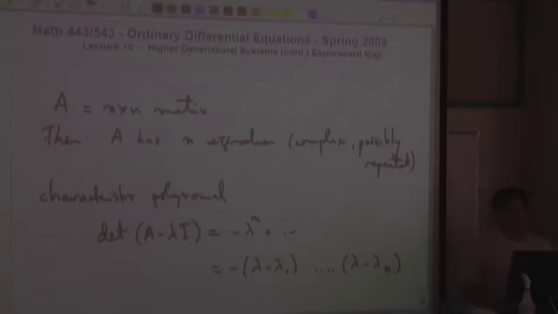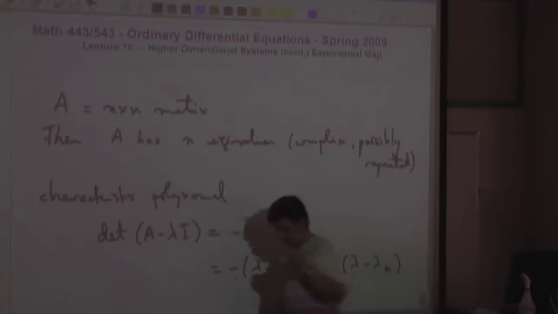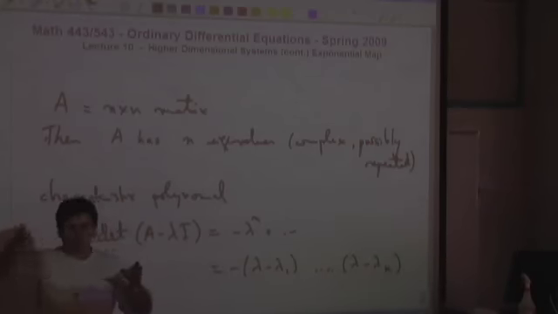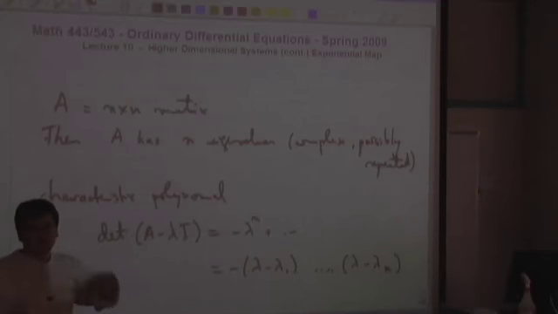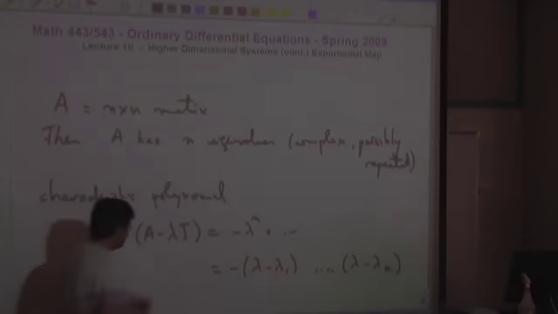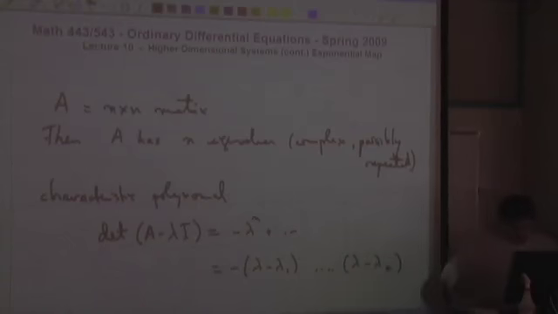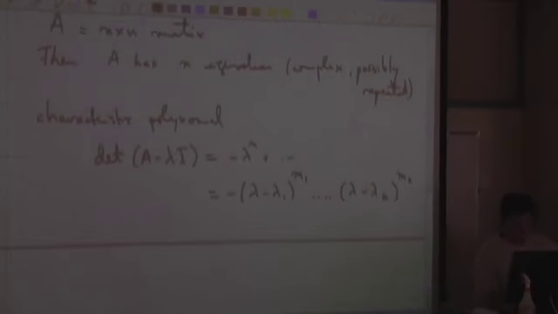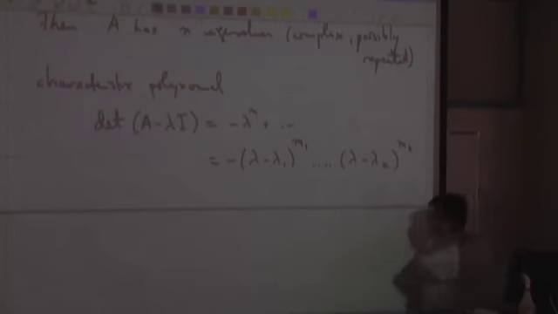Now, I could list them with their multiplicity. So if there's a repeated eigenvalue of multiplicity 2, then I list it twice, right? But you can also say there are lambda 1 through lambda k distinct eigenvalues, right? And each comes with a multiplicity, m usually it's called. There are some powers, right? So the m_j are called the algebraic multiplicities.